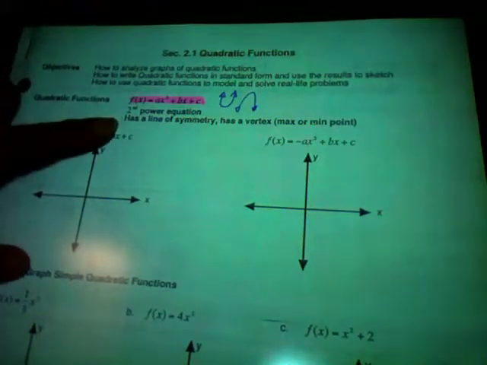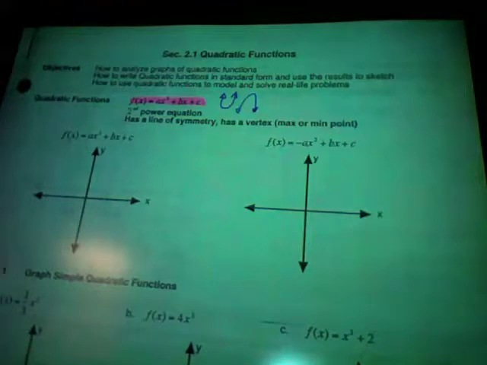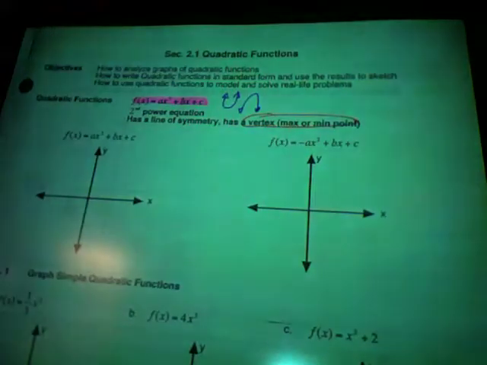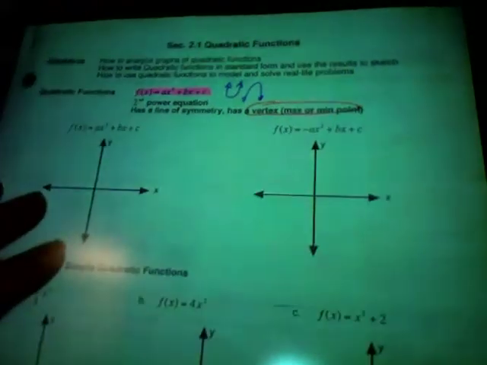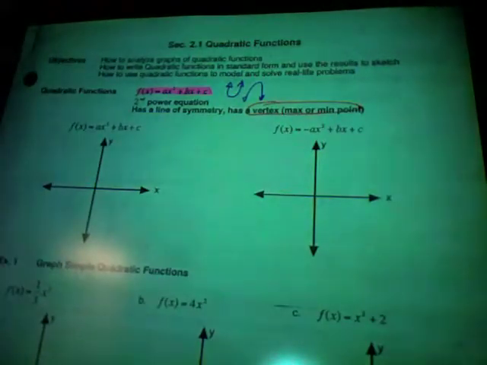So second power equation, that's what I was just referring to. They have a line of symmetry that is vertical for these ones because they're functions, right? And the vertex is your maximum or your minimum point. So this is all important. So let's just look at our general equation form.